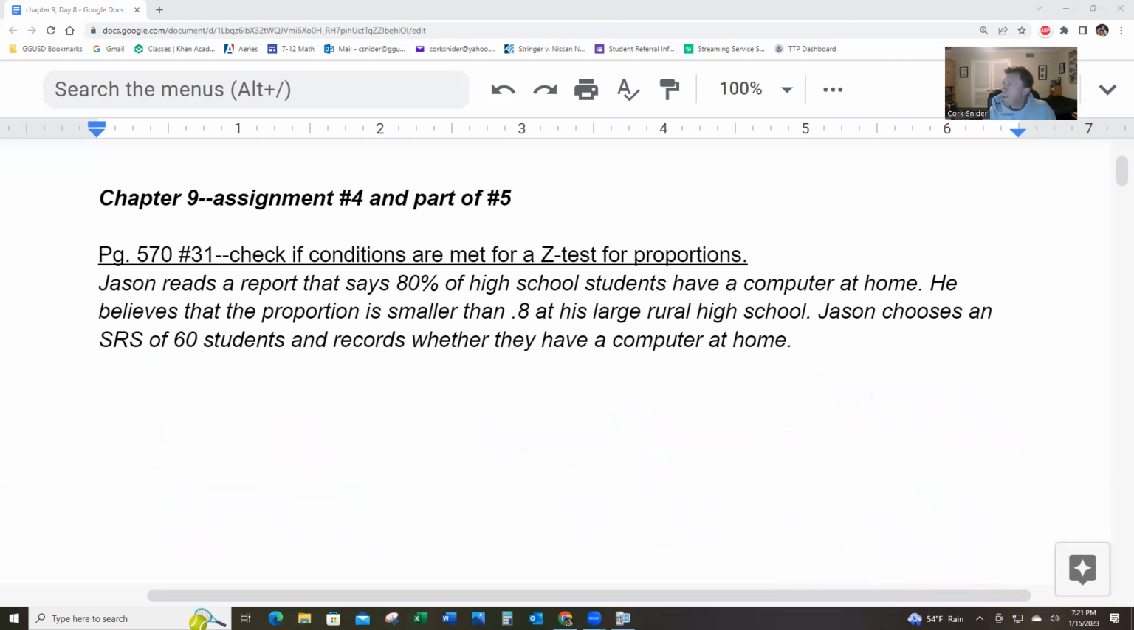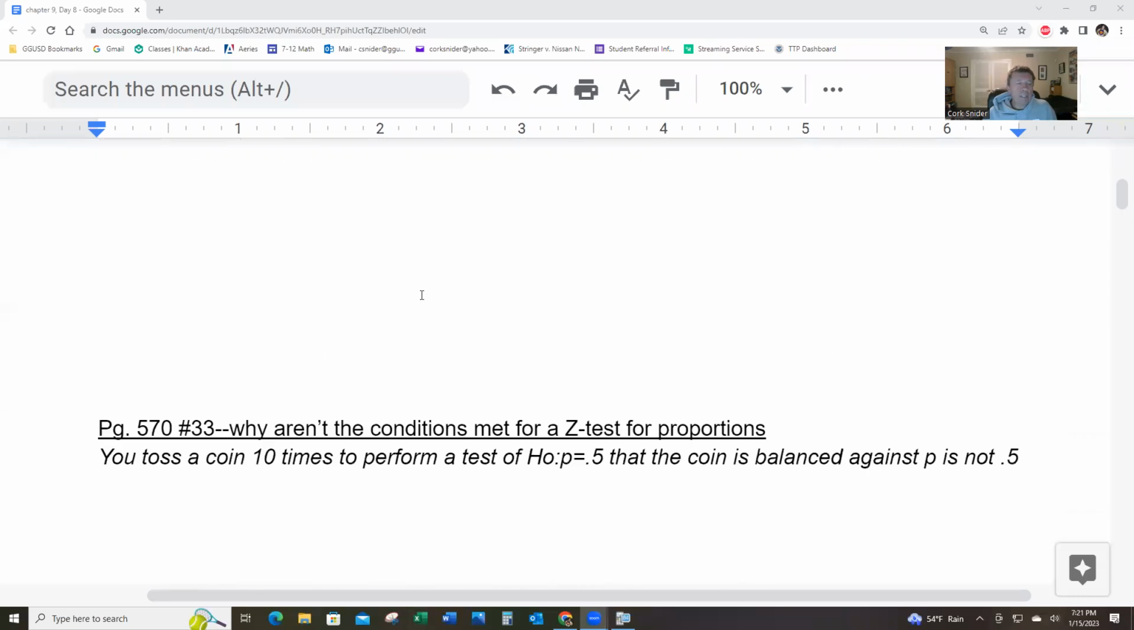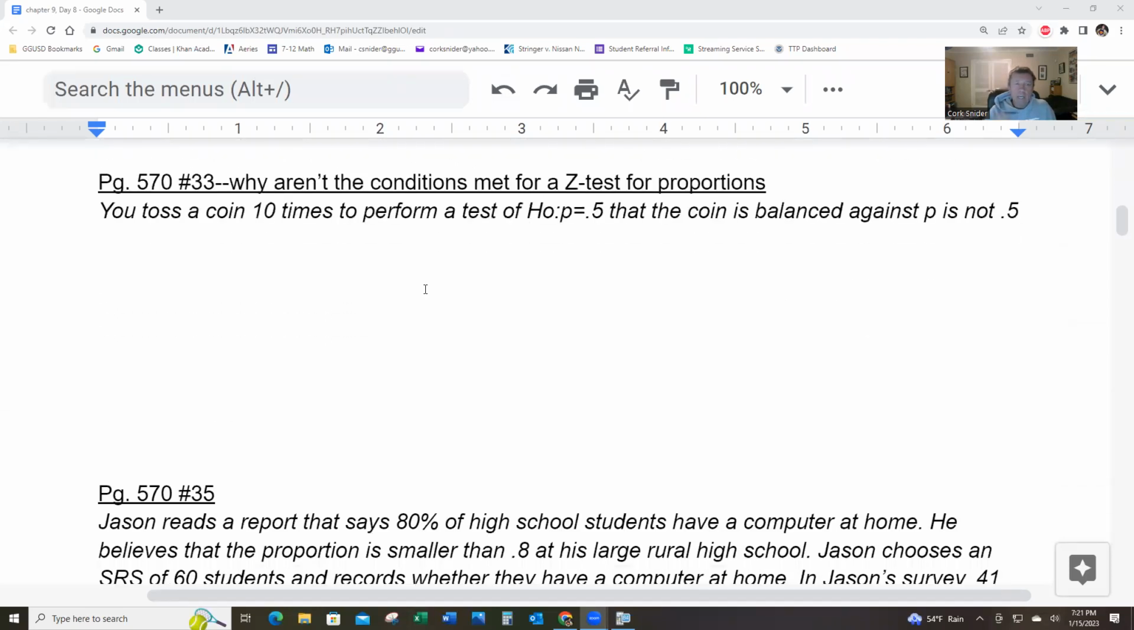So there's that. All right, so the next one is on page 570, number 33. Why aren't the conditions met for a z-test for proportions? Why not? Well, you toss a coin 10 times and perform a test if it's fair or not. 0.5 versus not 0.5. Okay, this is not this right here, right?